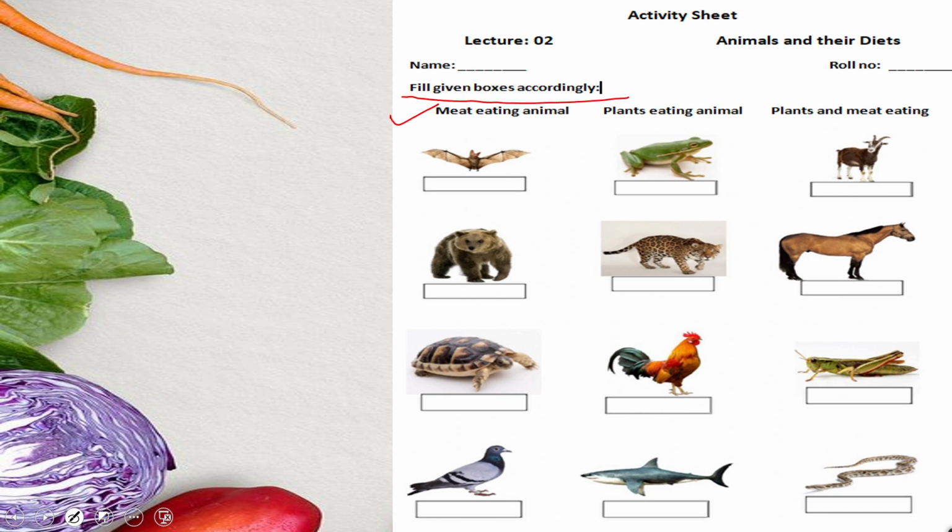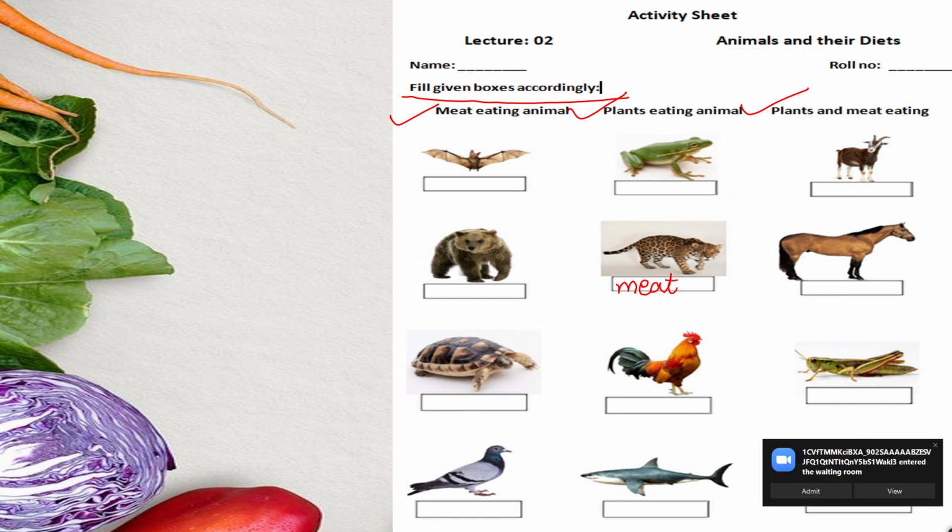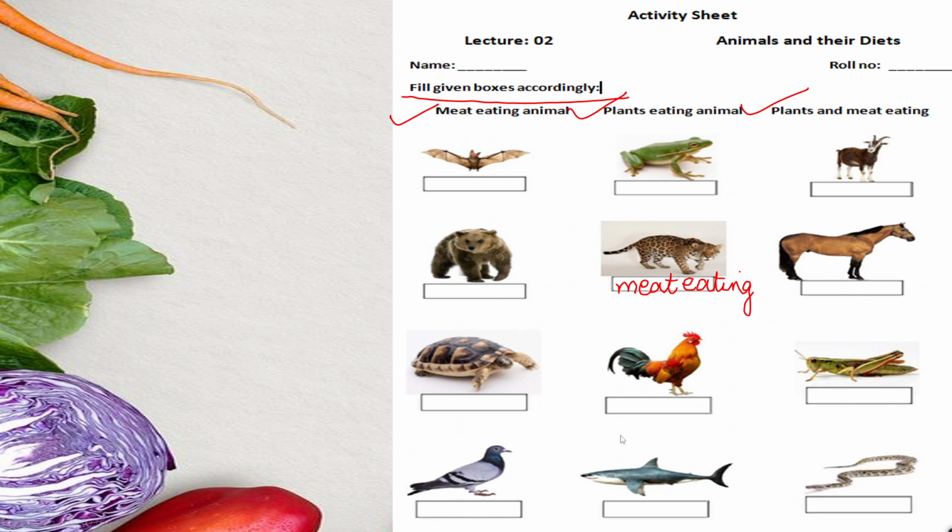So what options do you have? Meat-eating animals, plant-eating animals, plant and meat-eating. So you have to select first those animals that are meat-eating, and in their boxes you have to write meat eating. And the ones who eat plants, you will write plant eating. And the ones which eat both, you will write plants and meat eating, just like this bear.